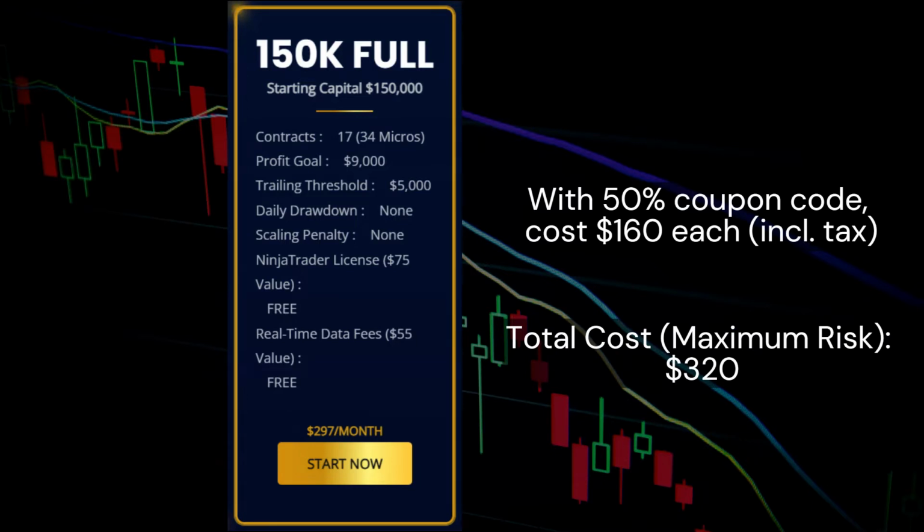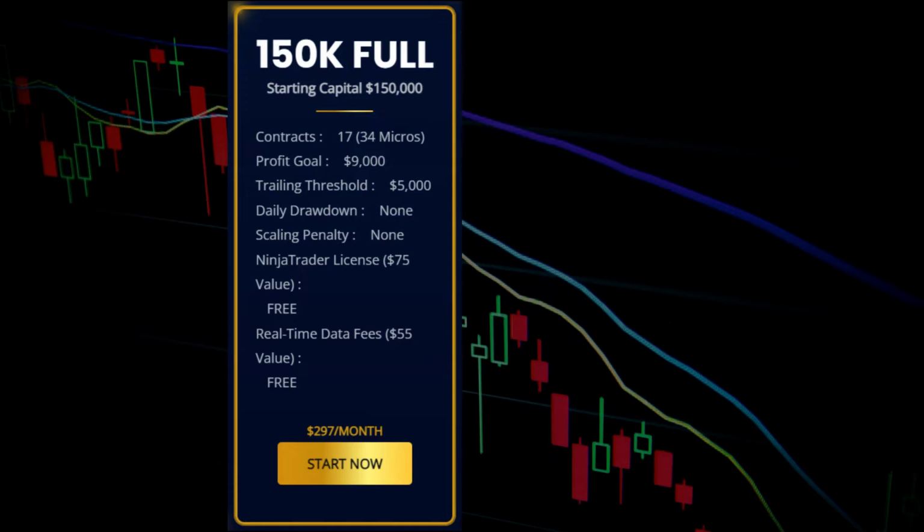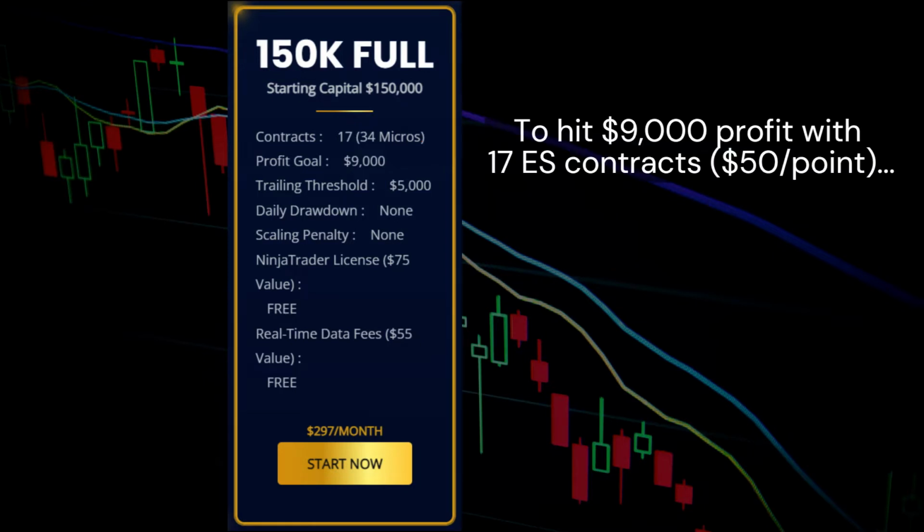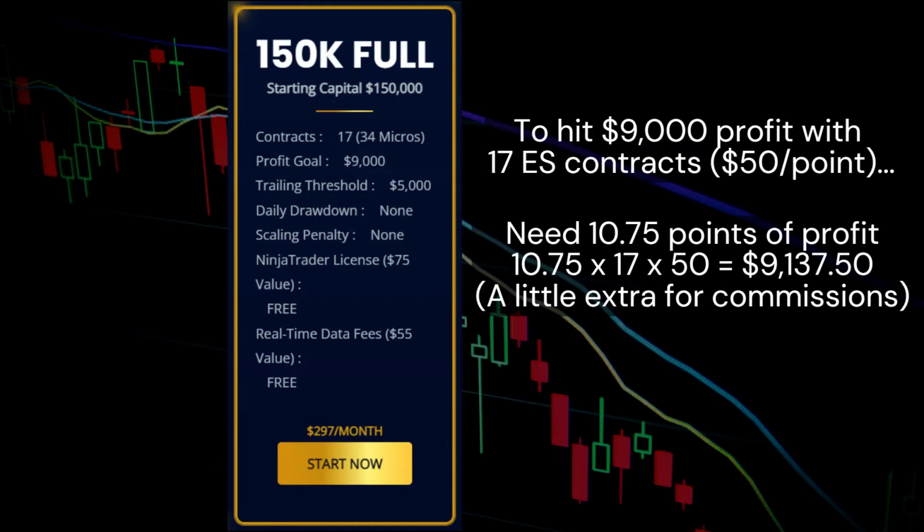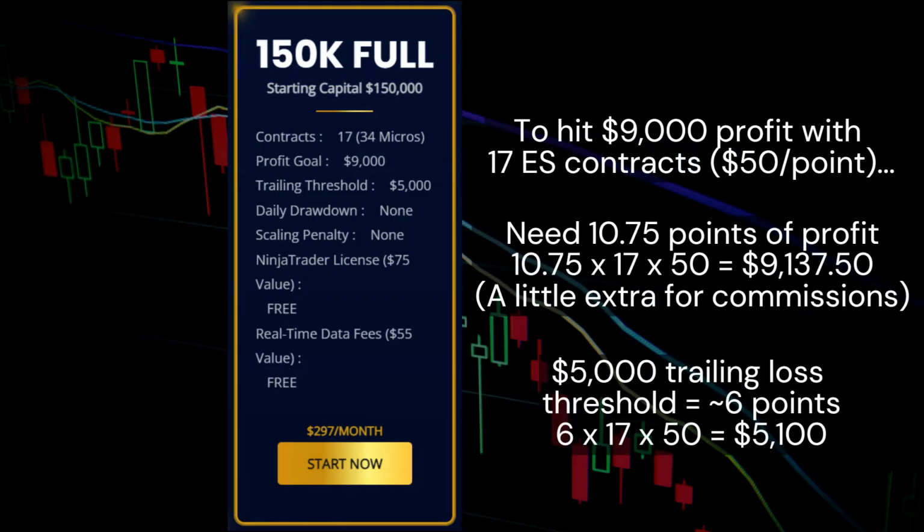The 150k evaluation account lets you trade a maximum of 17 E-mini S&P futures contracts, and to pass this evaluation, you need to hit a profit goal of $9,000 without hitting a trailing loss threshold of $5,000. I calculated that to hit this $9,000 profit goal using 17 contracts, I would need 10.75 points of profit. The $5,000 trailing loss threshold would equate to around a 6-point stop loss with the max contract size.